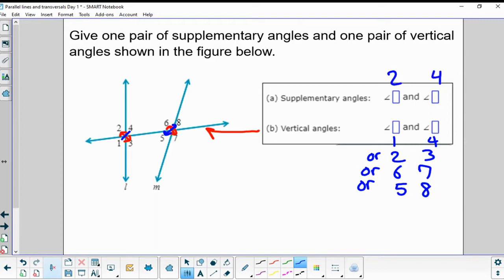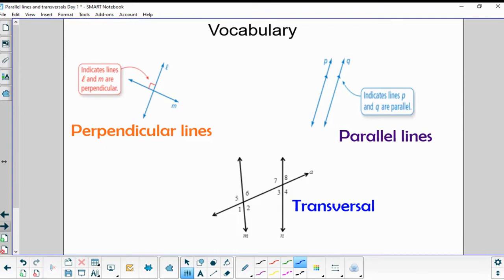Okay, moving on. The next thing on our list is a little bit of vocabulary. In our first little picture, we were talking about perpendicular lines. If you see a little right angle mark in the corner, that's a 90-degree angle. So these lines cross at a 90-degree angle, which means they are considered perpendicular lines.